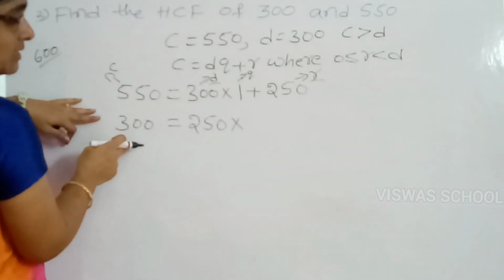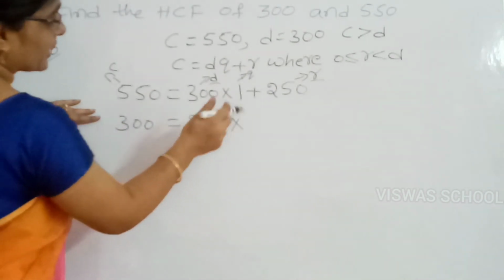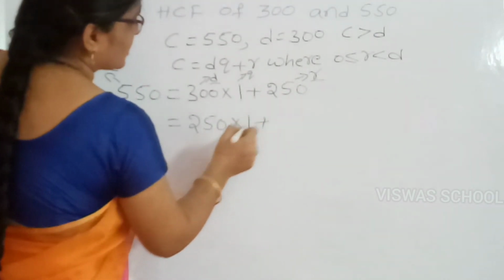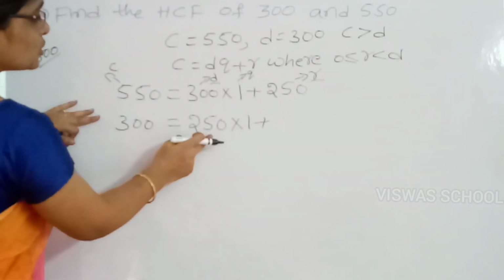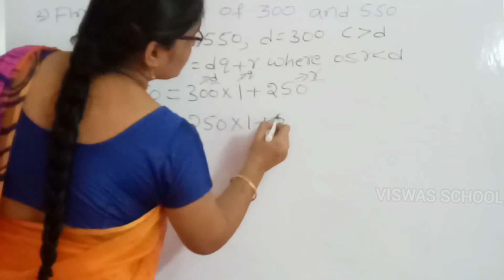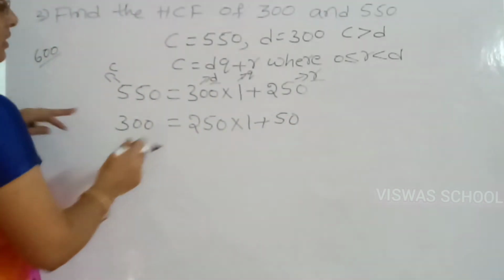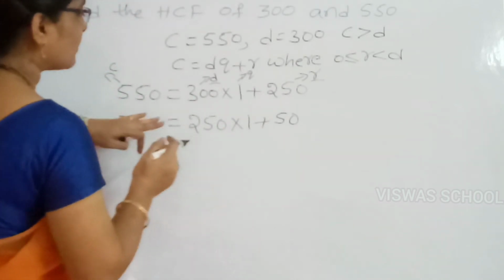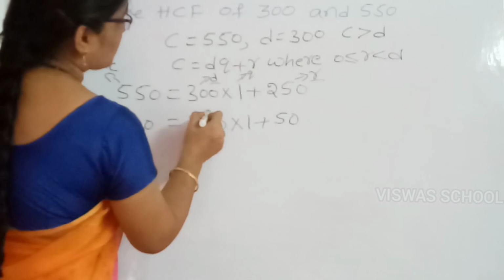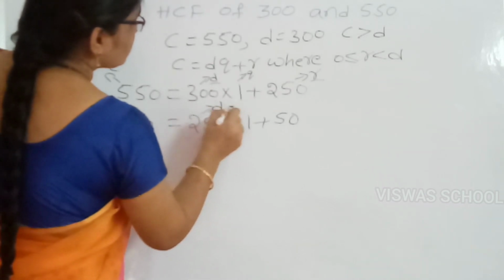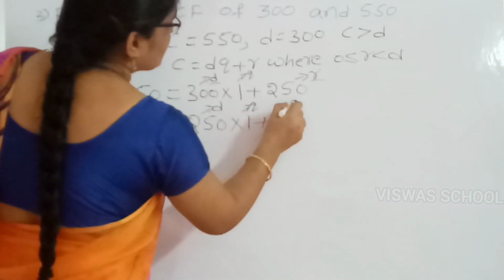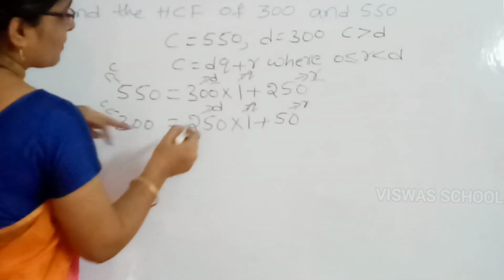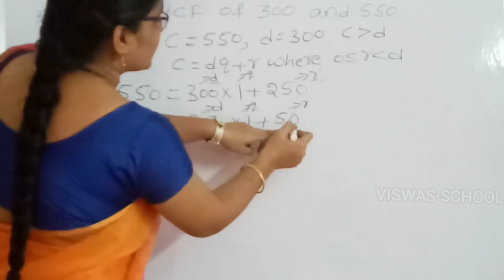It is greater than 300. That's why we take 250 ones are 250. At this stage, what is the remainder here? 300 minus 250 equals how much? 50. Okay. Here also we are not getting the remainder 0. That's why again we have to do the next step. This is D, this is Q and this is R. This is C. We have to continue the process with which values? 250 and 50.